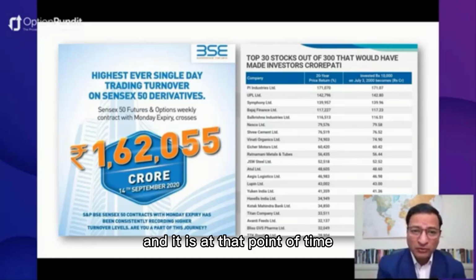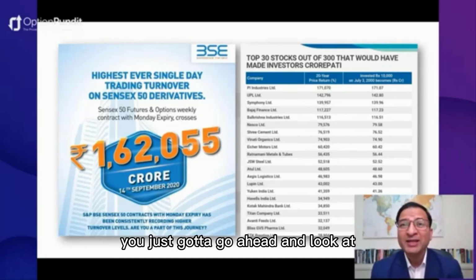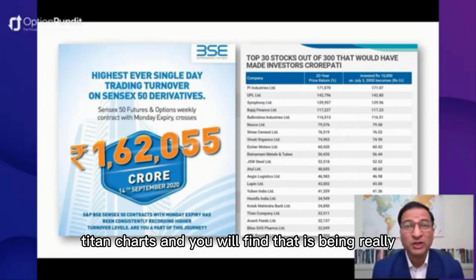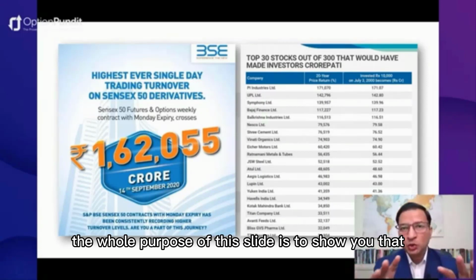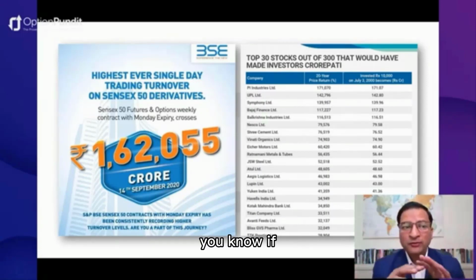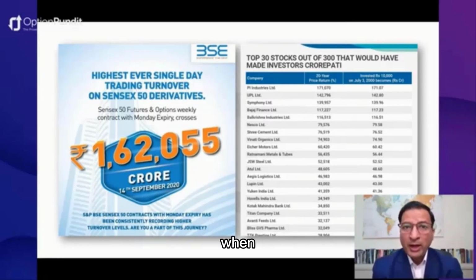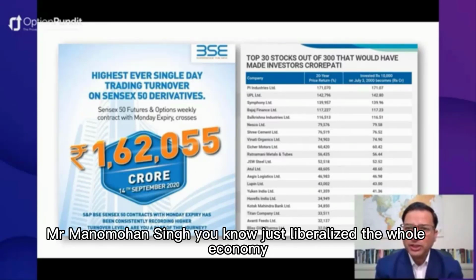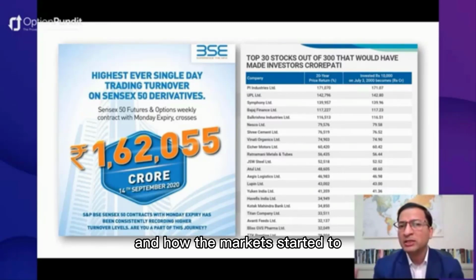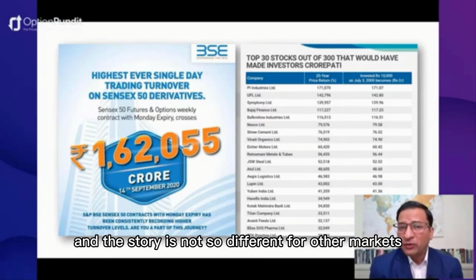And it is at that point of time, and since then, Titan has been also growing by leaps and bounds. You just got to go and look at Titan charts, and you will find that it's been really doing amazing. So the whole purpose of this slide is to show you that, if chosen correctly, and if you participate in the stock market correctly, especially after 1991, when the then PM of India, Mr. Manmohan Singh, just liberalized the whole economy, and how the markets started to explode. And the story is not so different for other markets also.